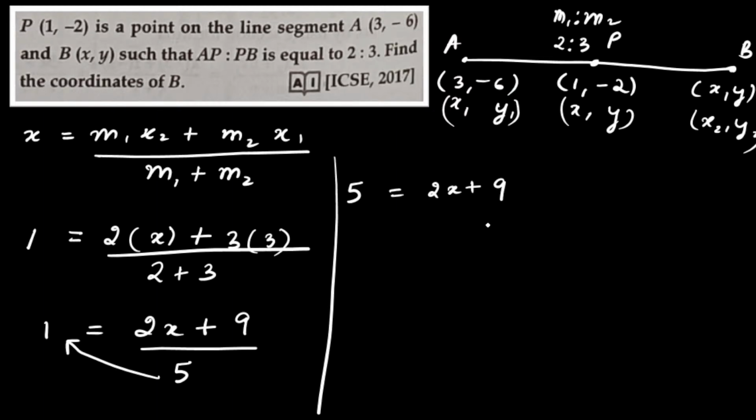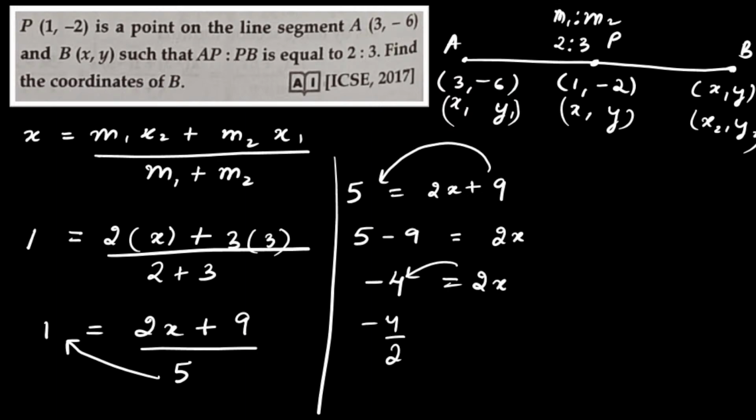So first of all, we'll shift everything to other side. So 9 we will shift. So 5 minus 9, because here plus 9 is there. When we shift minus 9, it will become 2x. So 5 minus 9 is minus 4. And now minus 4 is equal to 2x. Now we'll shift 2 to other side because we have to find x. So minus 4 by 2, it will get divided. So x value will be equal to minus 2. X is equal to minus 2.